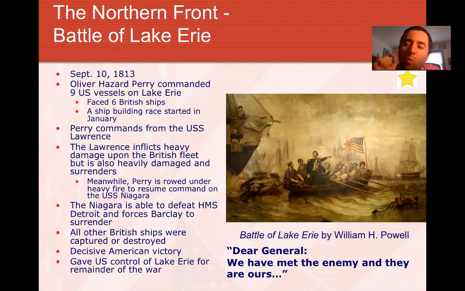Why is this an important victory? If you remember one point from this whole battle, you remember one. Say 3 months from now, hopefully you remember everything, but 3 months from now, you remember one point. Why is the Battle of Lake Erie important? It's because this American victory gave the U.S. control of Lake Erie for the remainder of the war. Because of this, the U.S. will have control of Lake Erie for the remainder of the war. That's going to play a crucial role. The seas are playing a crucial role right here.